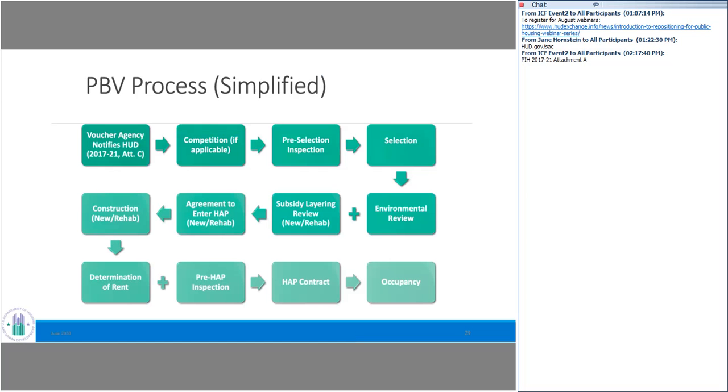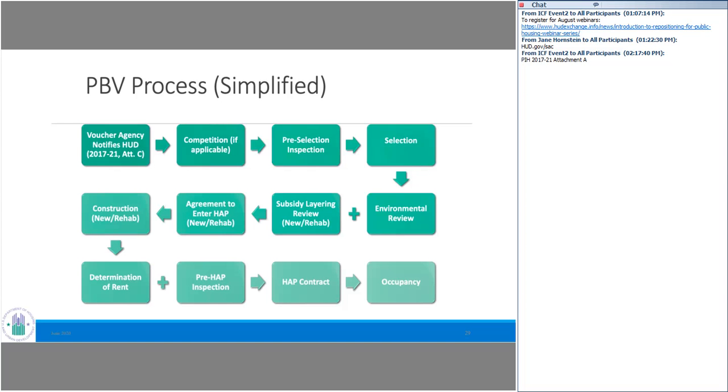Okay, I'll very quickly go through this PBV process slide. And again, this does not apply to RAD. If you're going through RAD, you're following a different process. This is Section 18, anything where you're getting a tenant protection voucher, which you're then going to project-base under project-based voucher rules. So the first step is not going to apply in most cases.